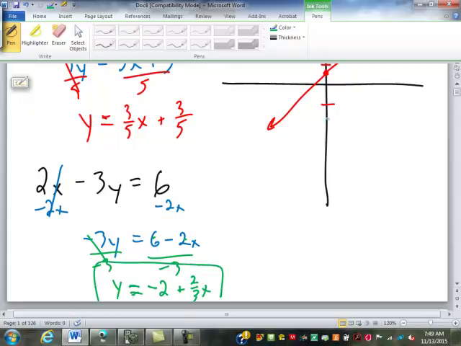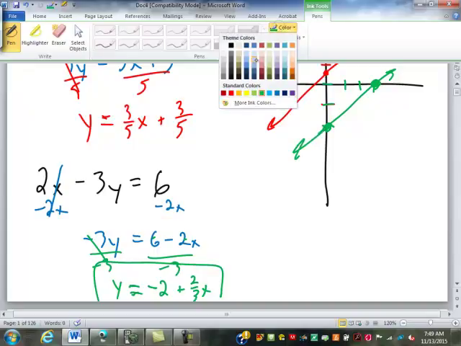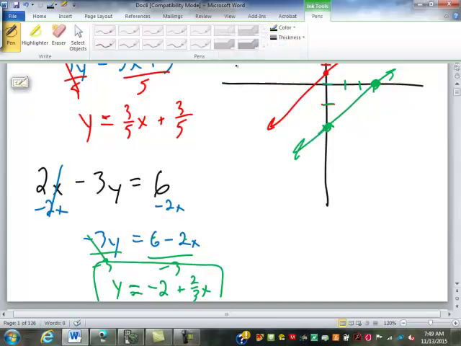So graphing that, where do we start? Negative 2 right there. And from there we go up 2 over 3. Any questions on those? You guys seem ready to do them on like maybe a quiz coming up in the second hour class?